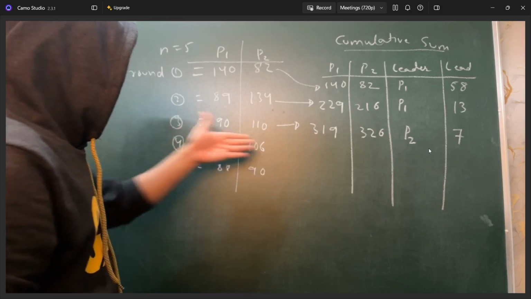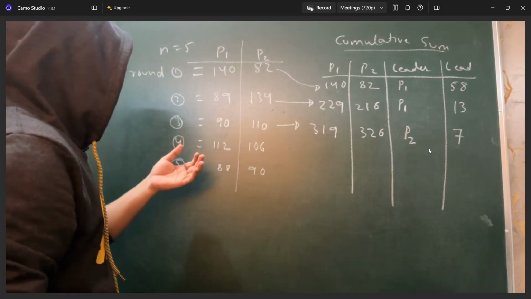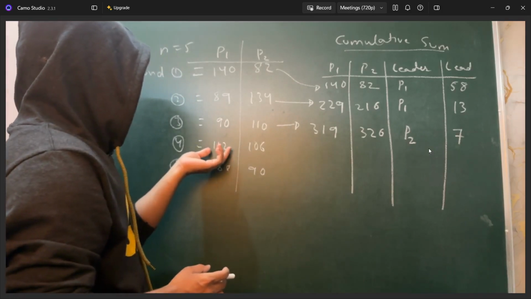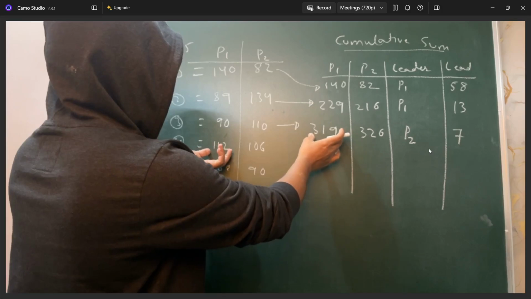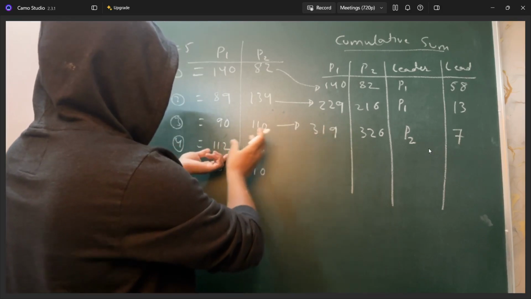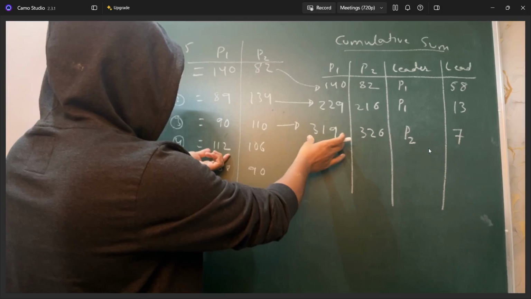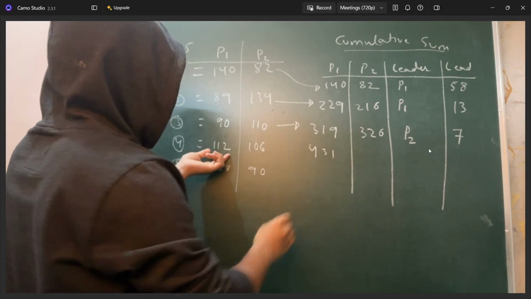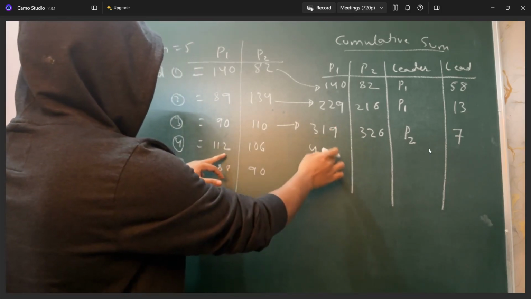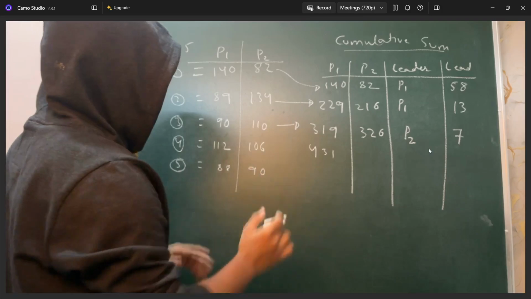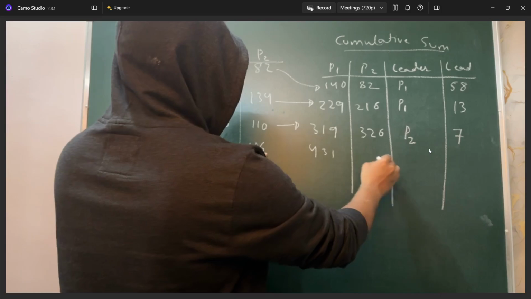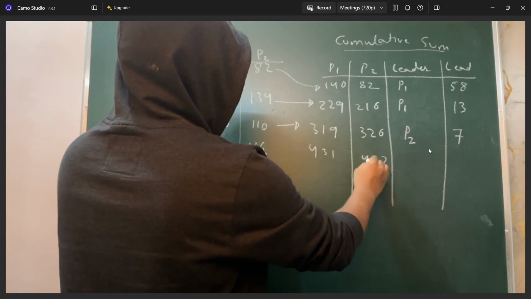Let's do the same for round 4 now. In round 4, player 1 has scored 112. At the end of round 3, you had 319. You just add these two. If you add these two, that is going to be 431, if I'm not wrong. 1, 3 and 4, yeah. And here that is going to be 432.